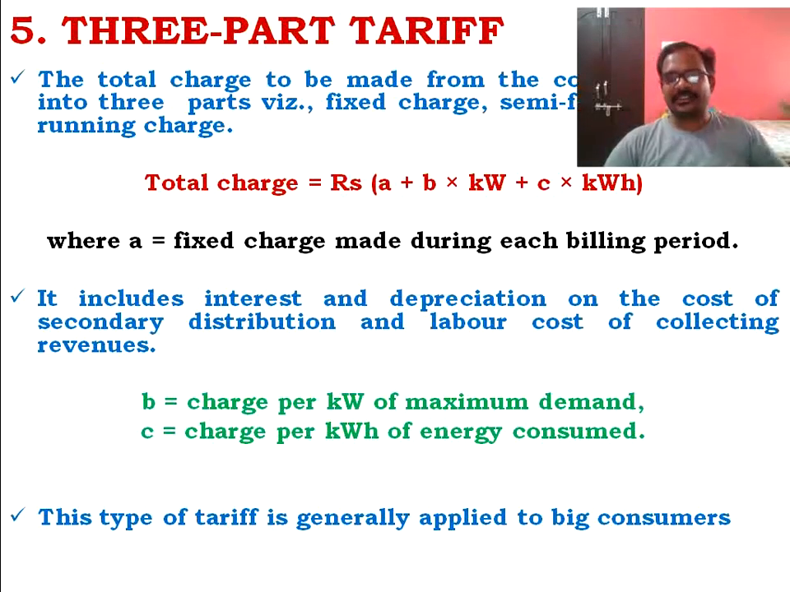And depreciation means every year the cost of the equipment will decrease, and after the efficient life of that device, we need to again purchase that device. So that amount also we need to charge from the consumers. That is what is called depreciation. And B is the charge per kilowatt of maximum demand, kW, and C is nothing but the charge per kilowatt hour of energy consumed. The three-part tariff is only applicable to very, very big scale industries.